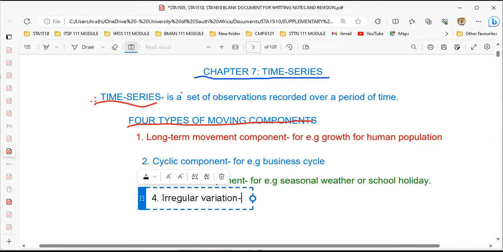When I'm done explaining this chapter, the time series, I'm going to do a few questions so that you can see how to attempt the questions from this chapter.